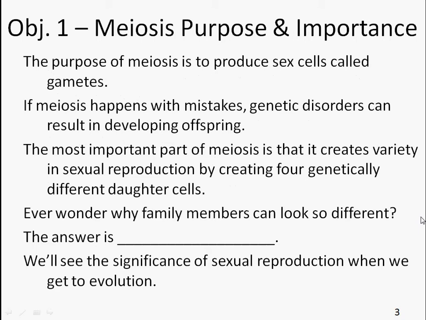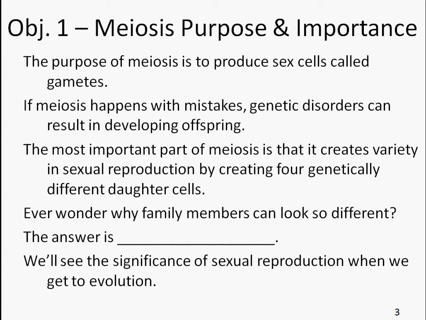So objective 1, the purpose and importance of meiosis. Well, first of all, it's to produce sex cells, which obviously is important for life on Earth because of sexual reproduction, and we're going to get into a little bit of the details in this unit. Something that we should recognize for meiosis is that it has to take place pretty much perfectly. If mistakes do happen, genetic disorders can result in the developing offspring if the embryo does become an embryo. We'll talk about that a little bit later.